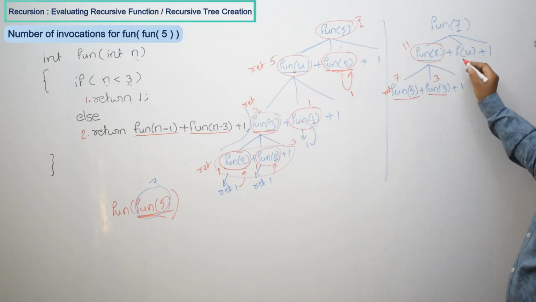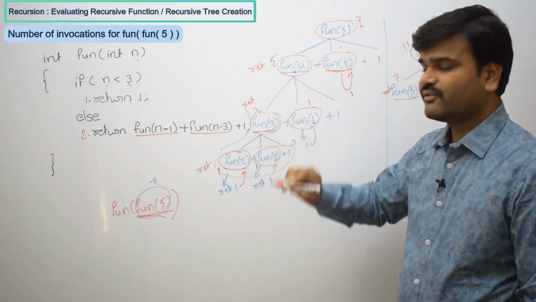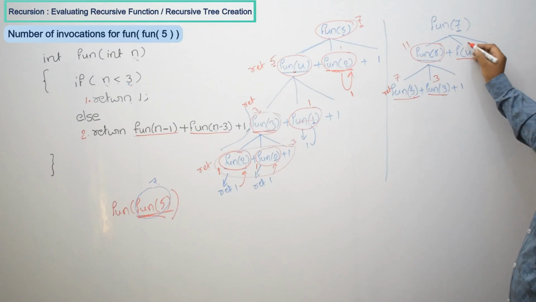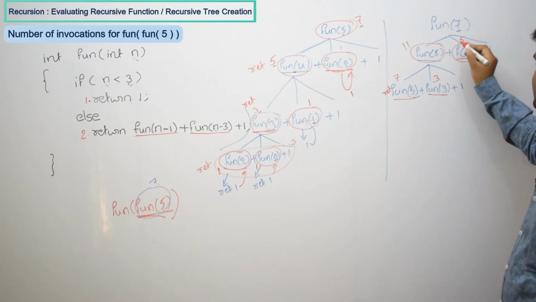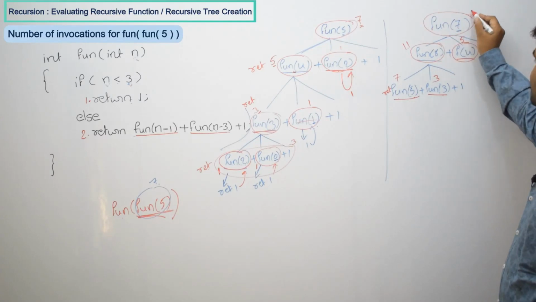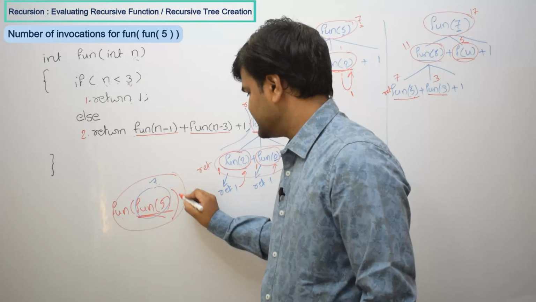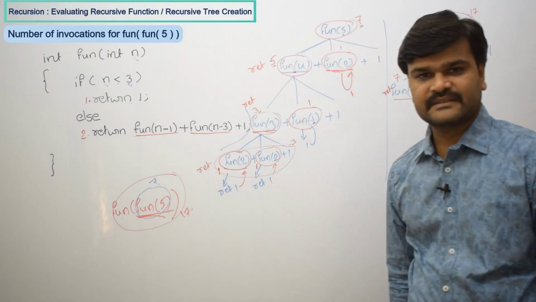And if you see fun of 4, what is its value? It is returning 5, so we are going to take it here, 5. So 11 plus 5, 16, plus 1, 17 is going to be returned. So this whole value is 17 actually.